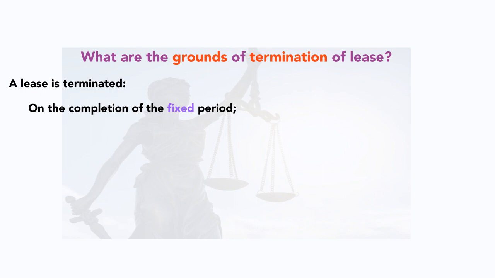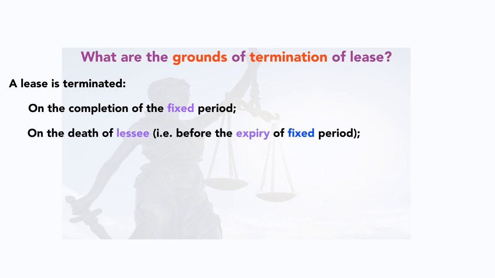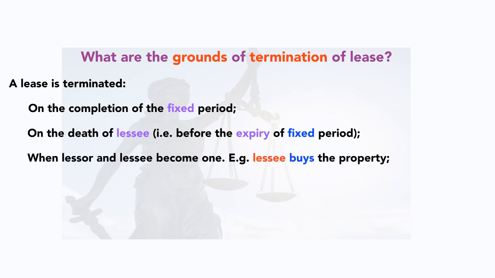The next point is the death of the lessee before the expiry of the fixed period. What does it mean? If someone made an agreement and took some property on lease for 2 years and he died after 1 year, even in that condition, the lease will be terminated. Next point is when lessor and lessee become one, that is merger. If the lessee buys the property, then of course that lease is going to be terminated.